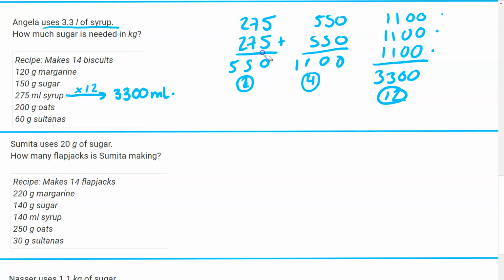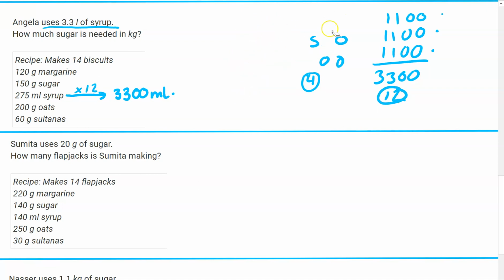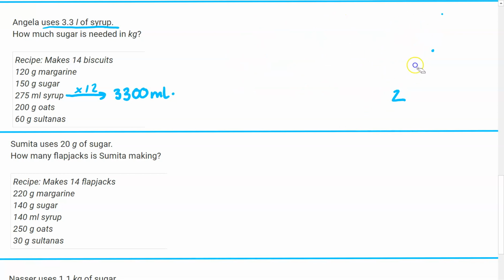Right, there are loads of other ways you can do that. It really doesn't matter how. Yeah, it's totally up to you how you do that one. So how much sugar is needed in kilograms? So we've got to multiply this by 12. So 150 times 12. Again, you can use whatever method you like.